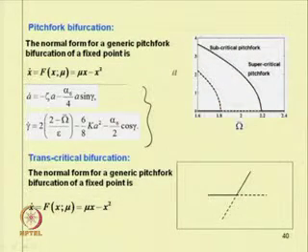At this point, from a stable branch we have a stable branch, so this is supercritical pitchfork, and here from a stable branch we have an unstable branch. So this is a subcritical pitchfork bifurcation.